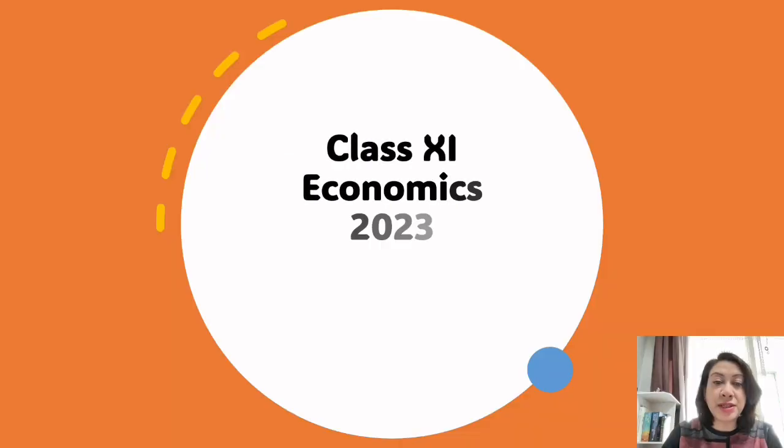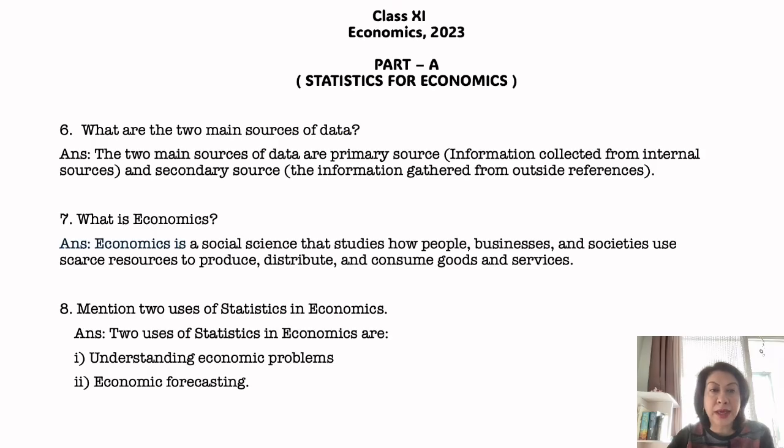Let us proceed to economics question paper for the year 2023. Part A, statistics for economics. You will see there is a slight change here. Part A is statistics for economics. Question number 6. What are the two main sources of data? The two main sources of data are primary, which is information collected from internal sources, and secondary source, which is information gathered from outside references.